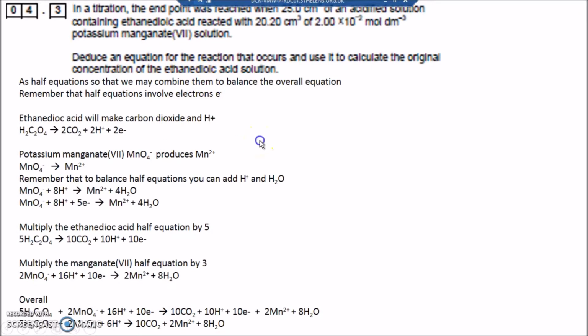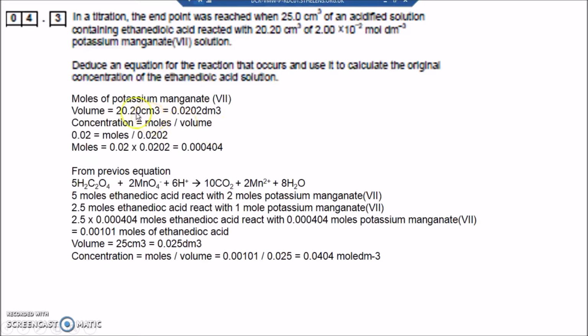Okay, so what's next? So now I can work out the moles of potassium manganate 7. So I've got a volume of 20.20 centimetre cubed. I need to get that into decimetre cubed. Centimetre cubed being a small unit into a larger unit like a decimetre cubed, I divide by 1,000, so that works out as 0.0202 decimetre cubed.